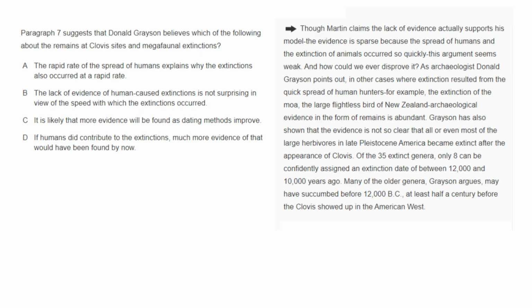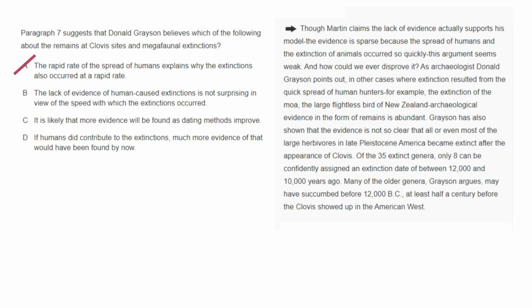Q7. This is the last question of the day. Donald Grayson believes which of the following about the remains at Clovis sites and megafaunal extinctions? What is Grayson's view? With the Moa example, his view is that if humans ate the mammals, there has to be abundant evidence, not lack of evidence, as exemplified with the Moa extinction case where there's abundant evidence.